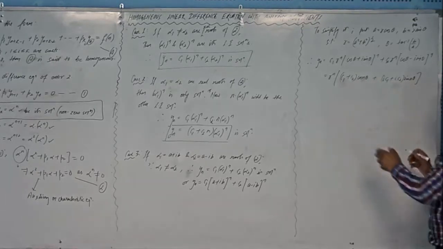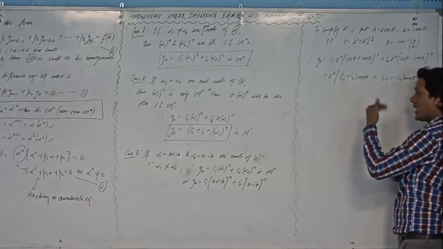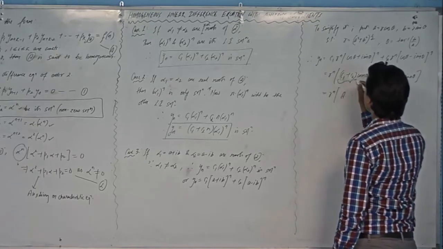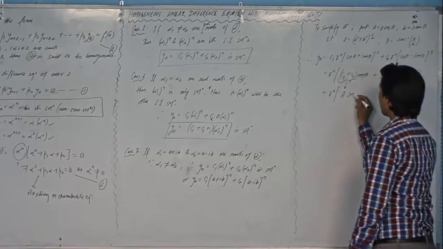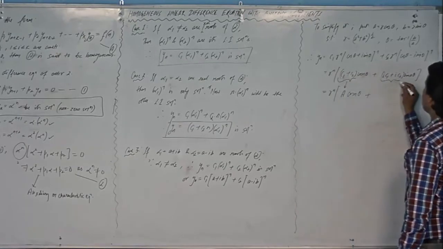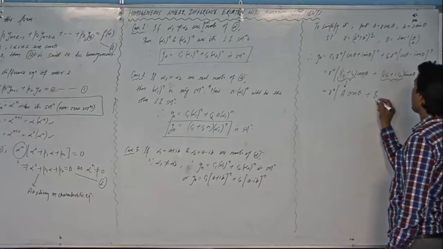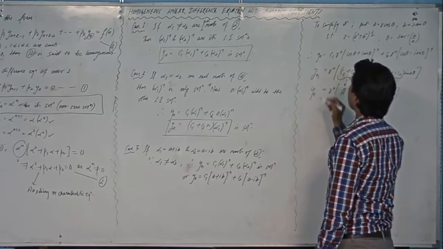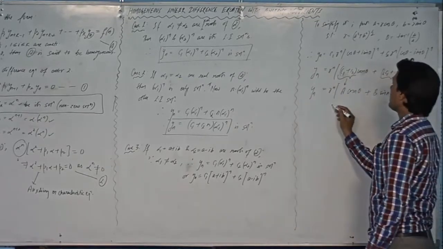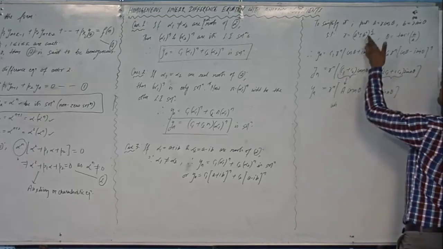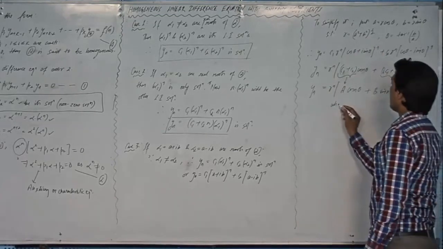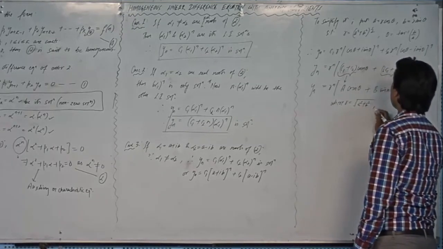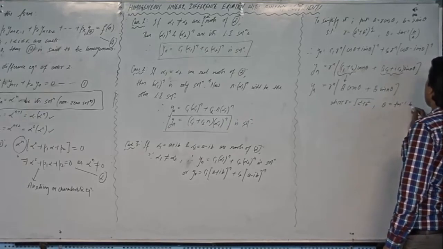So C1 plus C2 is a sum of two constants. I should replace that by a new constant, and let the constant be capital A. C1 plus C2 is written as capital A cos n theta, and iota C1 plus iota C2 is written as capital B sin n theta. So this is your solution in terms of r and theta. Here you should remember the value of r, or you should just plug the value of r here, where r equal to square root of a square plus b square, and theta is equal to tan inverse b over a.